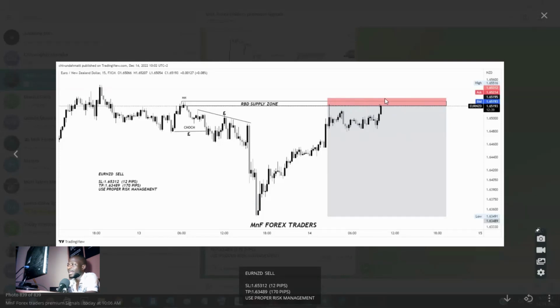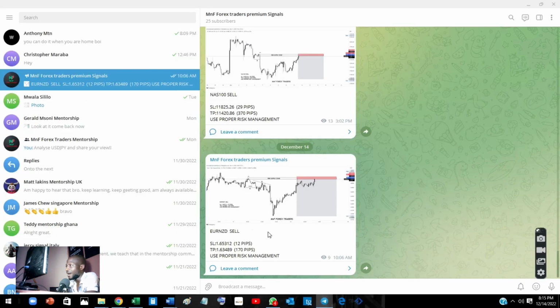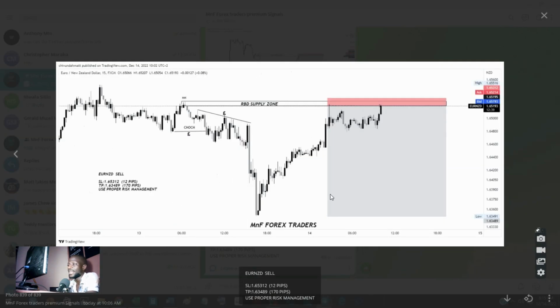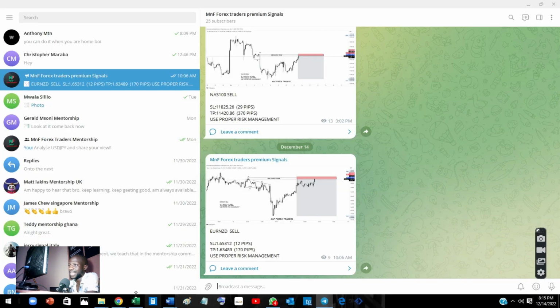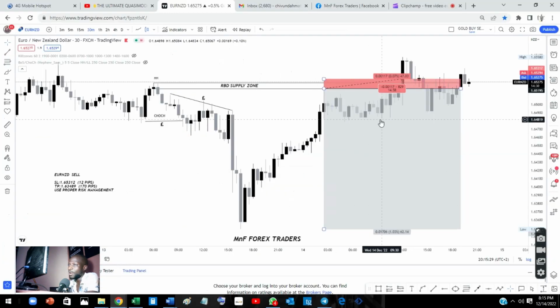So what happened is that I spotted a setup, a rejection on the lower time frame, which prompted me to sell this particular trade. The market pushed a little bit, almost 1 hour, and then pushed to the upside, and we were taken out. The stop loss was like 12 pips, and our target was like 170 pips. This trade ended up going against us, and we lost.